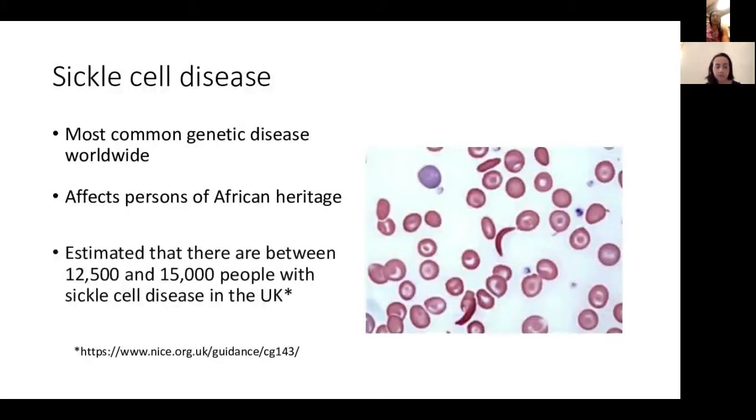Sickle cell disease is the most common genetic disease worldwide and affects persons of African heritage. It's estimated now that between 12,500 to 15,000 people in the UK live with sickle cell disease, but that's likely an underestimate. With the diaspora of people from Africa all over the globe, and in addition, more people immigrating from countries where sickle cell is more prevalent, we will see an increase of people with sickle cell in the United Kingdom.